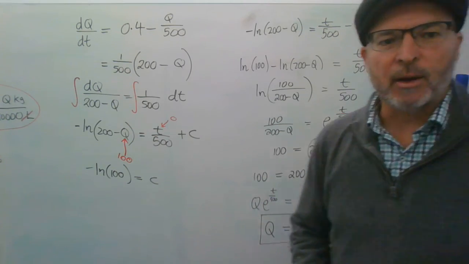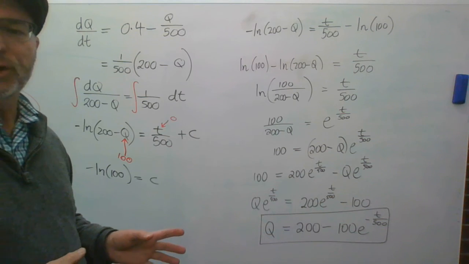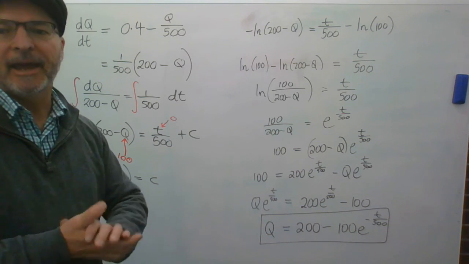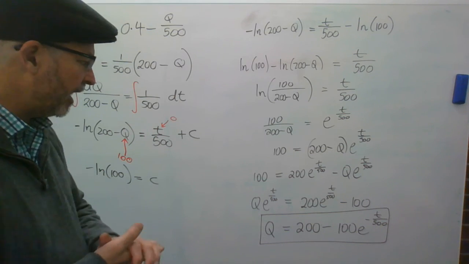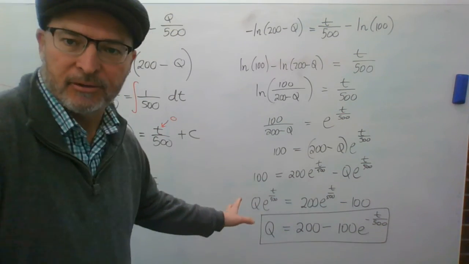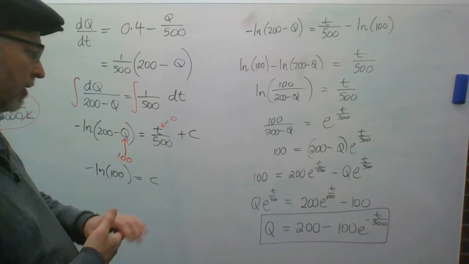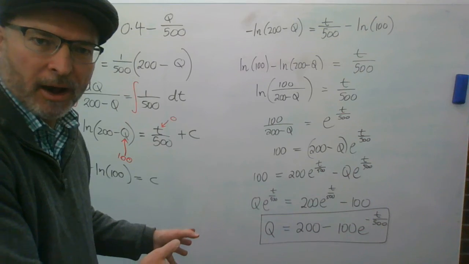And you can check whether that's on the right track by saying, well, when time is 0, then there should have been 100 kilograms of salt in there. So you put time is 0 and you get 200 minus 100, which is 100. And so that's the quantity of salt in there over time.